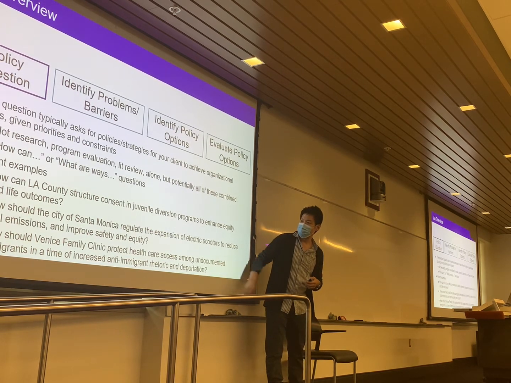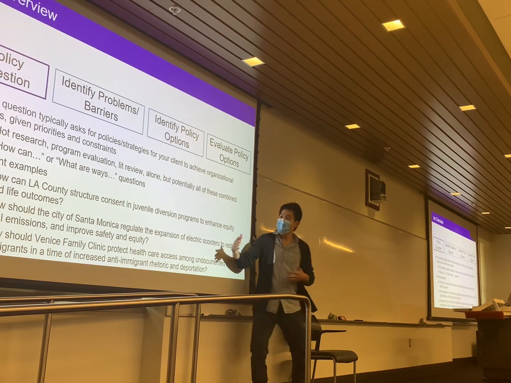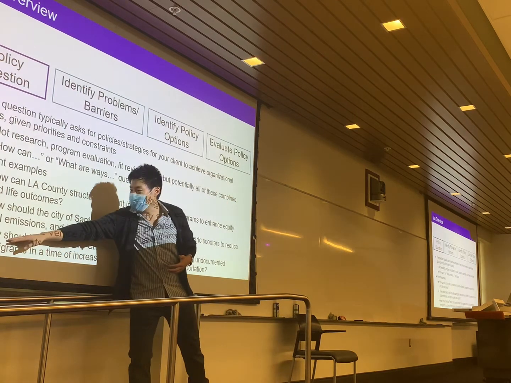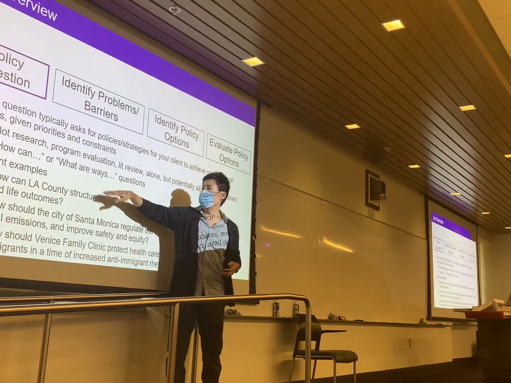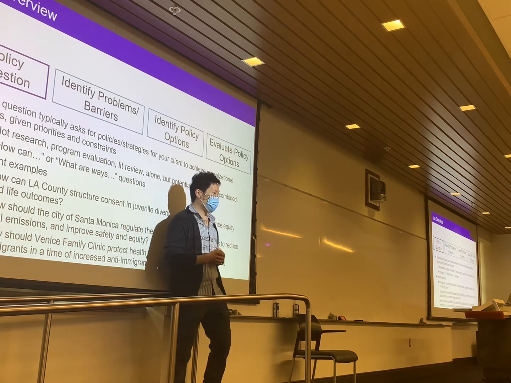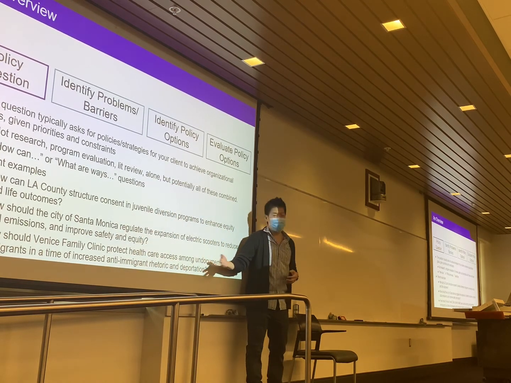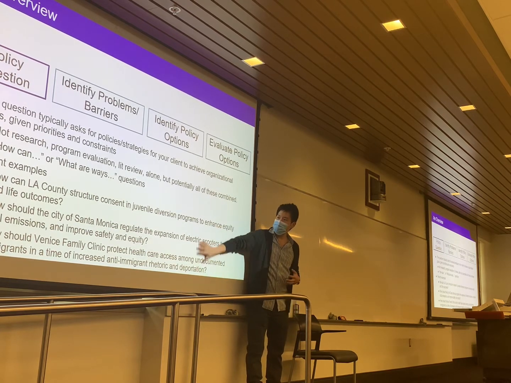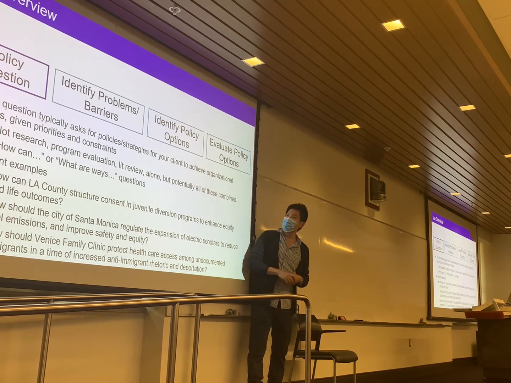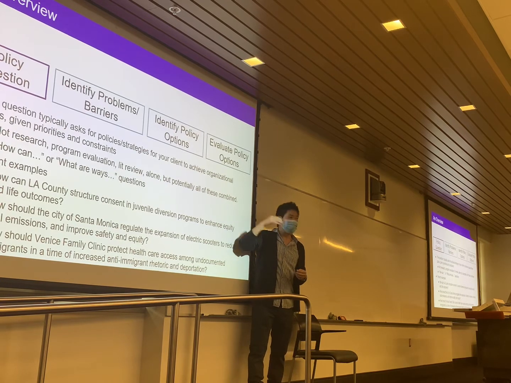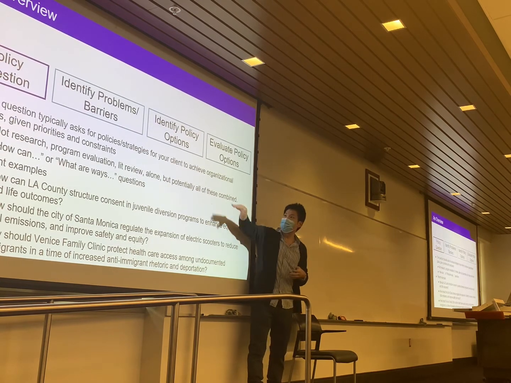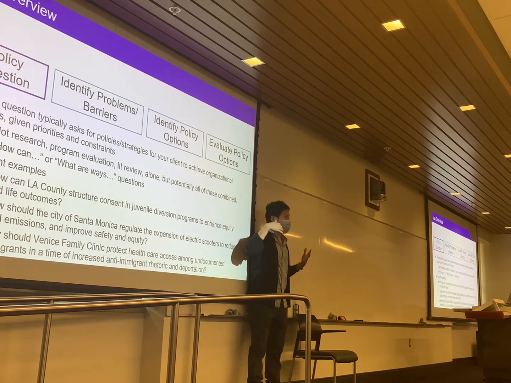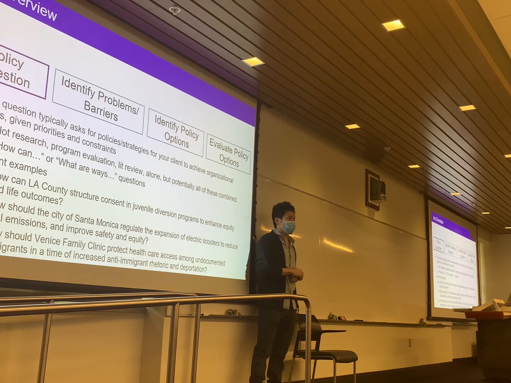So this was a really interesting project. But again, you can see how it's a how type question, or a what are ways type question. It specifies the program, it specifies some goals, and the way these are structured compels you, as an answer, to identify policies and strategies that help them best achieve those goals. Does that make sense? All right, cool.